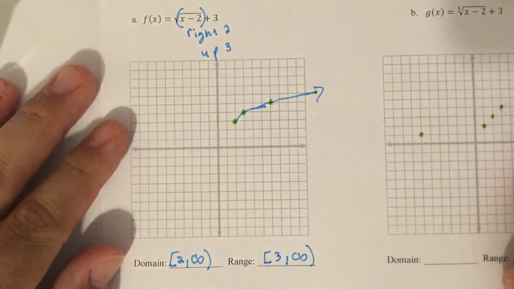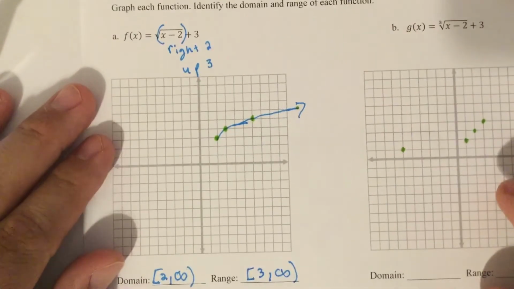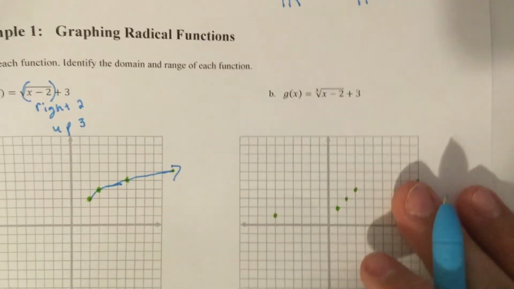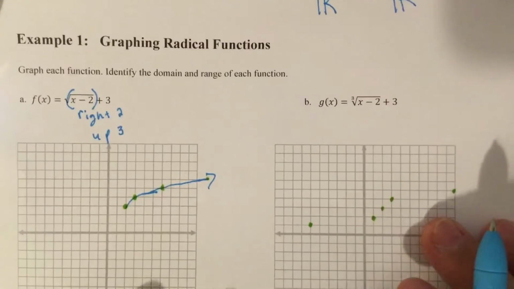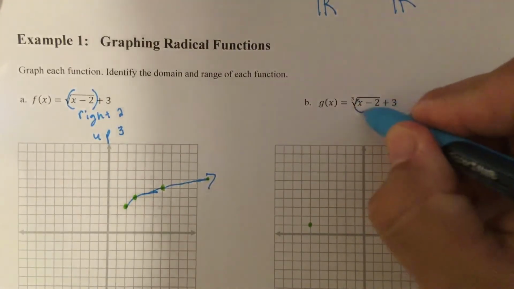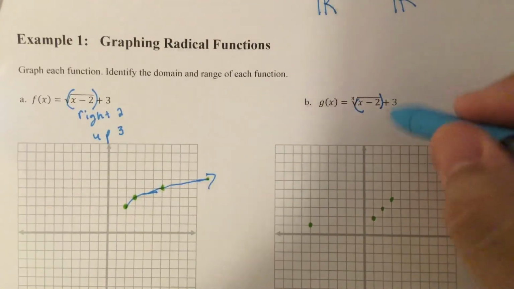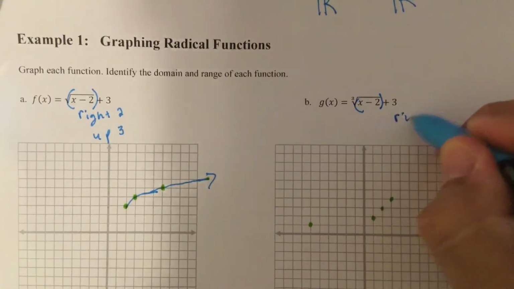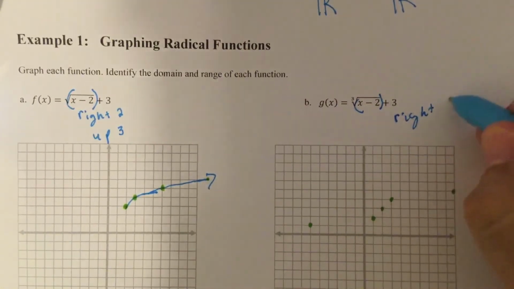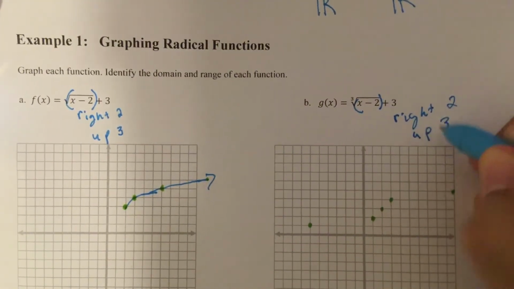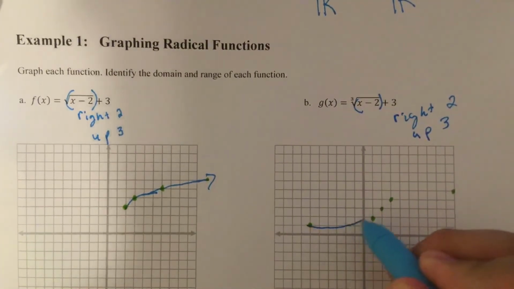And that's how you do your domain and range whenever you have a transformation. Okay, here I did the same thing. I already plotted the points. We're shifting the same way, even though it's a cube root function. We're still shifting right 2, up 3, and we shifted everything here.